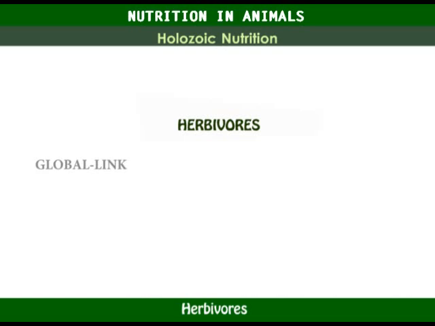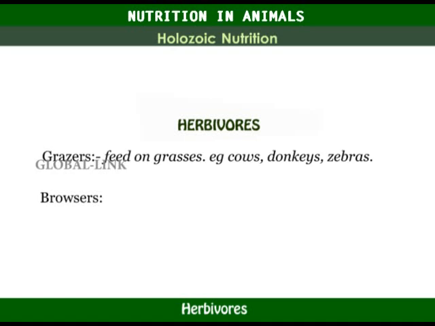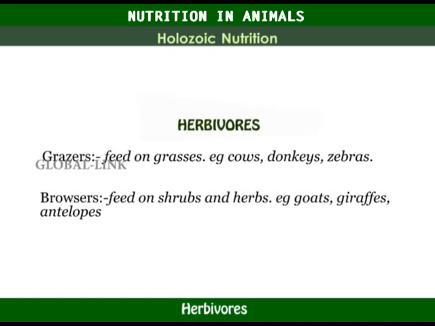Herbivores are animals that feed exclusively on vegetation. They are grouped as grazers and browsers. Grazers, for example, cows, donkeys, and zebras feed on grasses, while browsers such as giraffes, goats, and antelopes feed on shrubs and herbs.